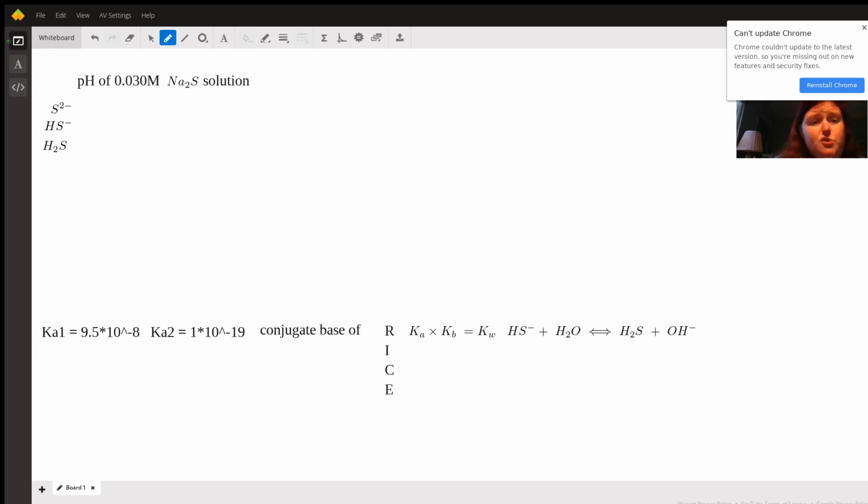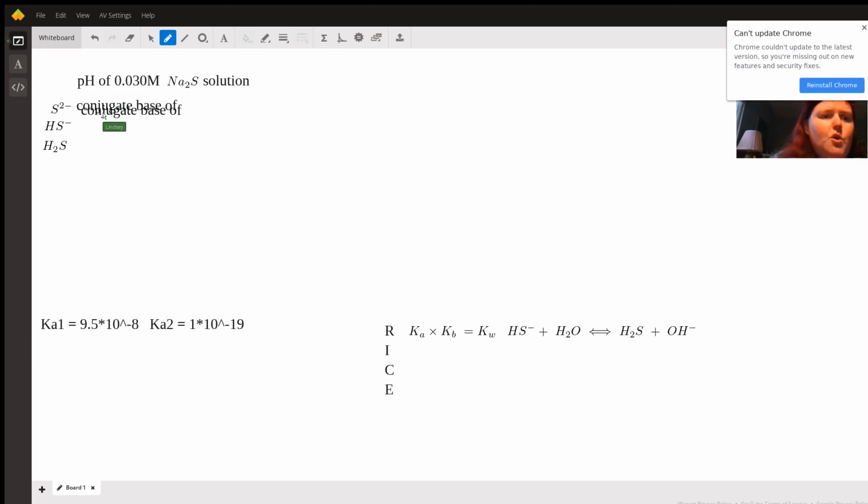So the cation here is the sodium ion. In terms of acidic properties of salts, the sodium ion is considered the conjugate acid of the strong base sodium hydroxide and therefore has no acid-base effect. So we can ignore the sodium. That leaves the sulfide. The sulfide ion is, in this system, going to be the conjugate base of a weak acid. It is the conjugate base of the weak acid HS minus, which is the conjugate base of the also weak acid, H2S, hydrogen sulfide.